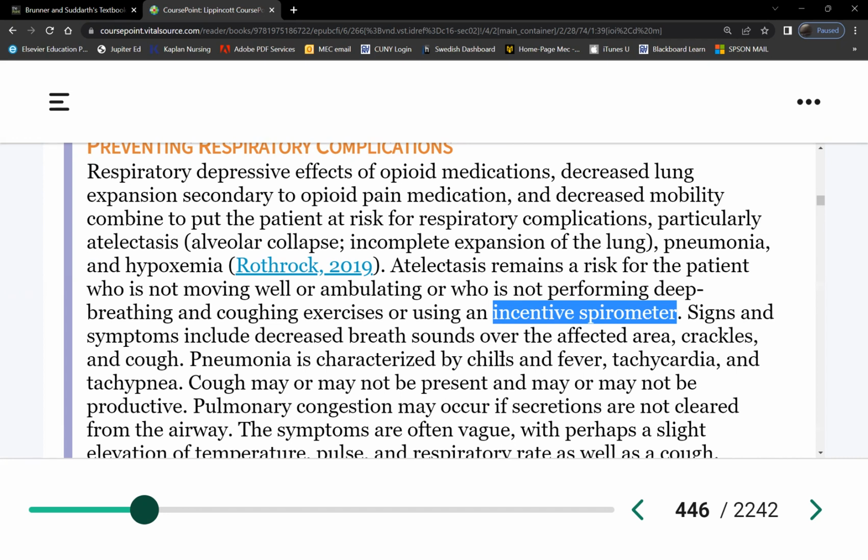Now, the objective, the purpose of using the incentive spirometer is to what? To expand the lung. Now, we can't expand the lung if we're blowing into the device, are we? Okay, can you tell me how to use the incentive spirometer? Can you show me?